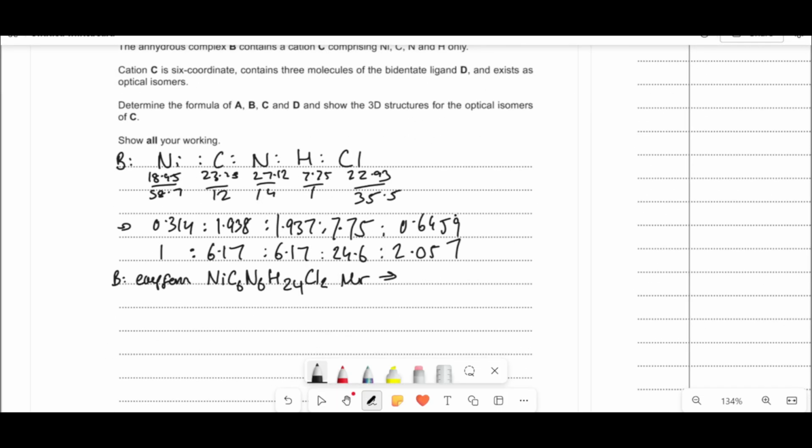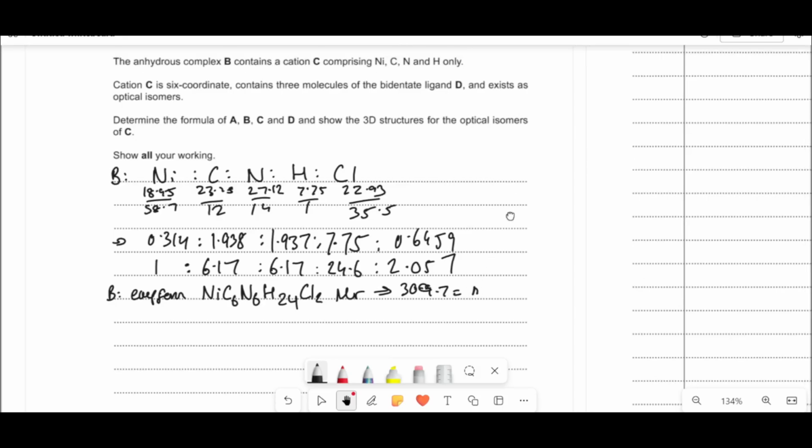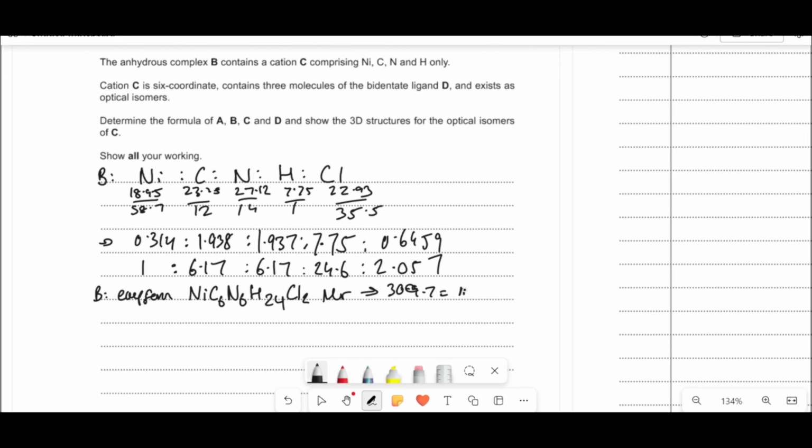Then you can work out the MR of this and compare it to the one they've told you it definitely has. So the MR of this whole thing is 309.7, which equals the molar mass given in the question. Therefore, B's formula has to be NiC6N6H24Cl2. So we know what B is.